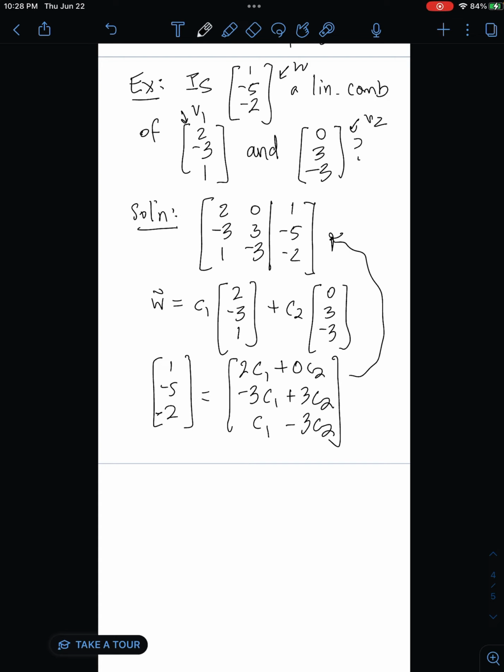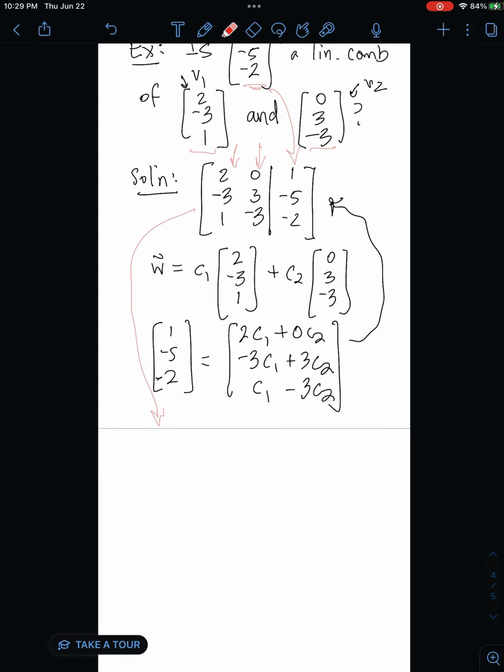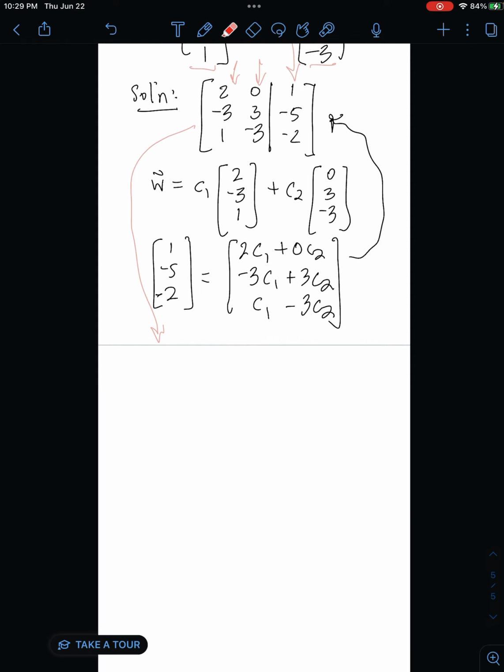But once you get used to this, you'll see that basically you just put these vectors as the columns, and then this will be the augmented part. Alright, so now we have this. Let's see if we can solve that. Since I have an annoying 2, I'm just going to swap rows 1 and 3. You don't have to, but I'm going to do it just to make it simpler.